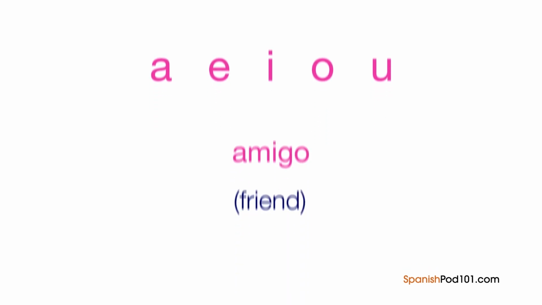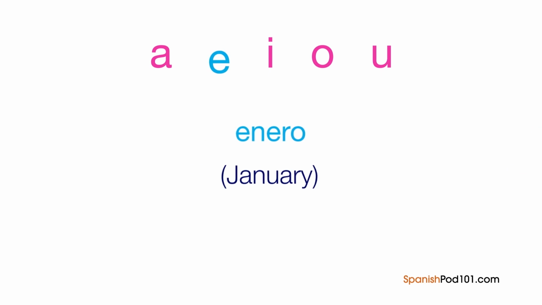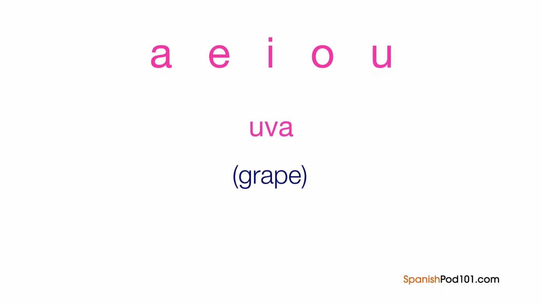Now listen to Alex pronounce these vowels in a few words. Pay close attention to the duration of the vowel in each word. Amigo, enero, ir, oro, uva.